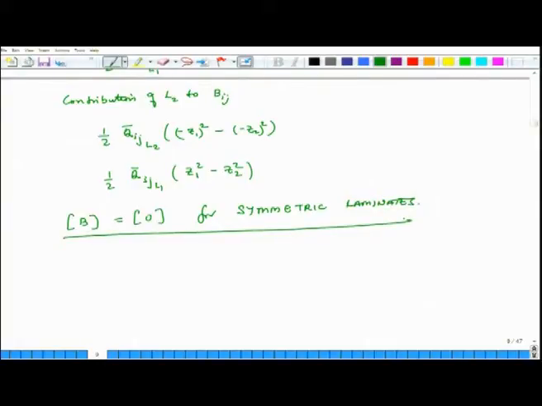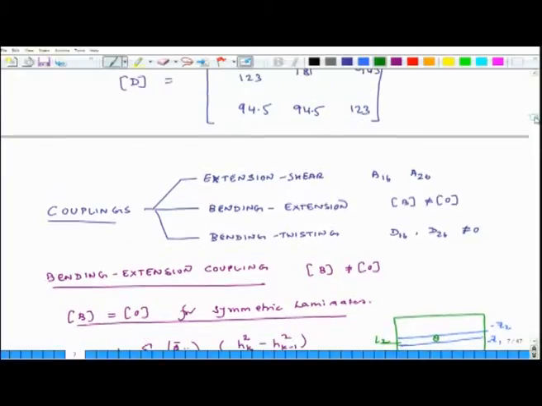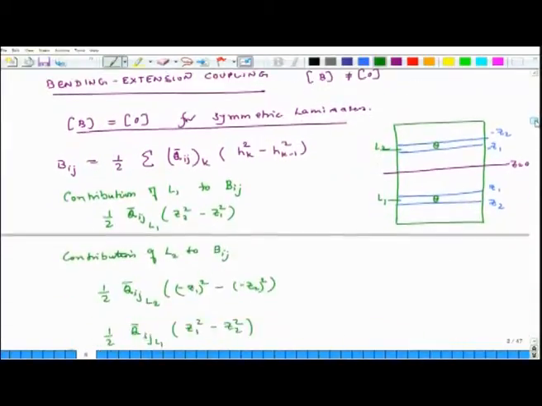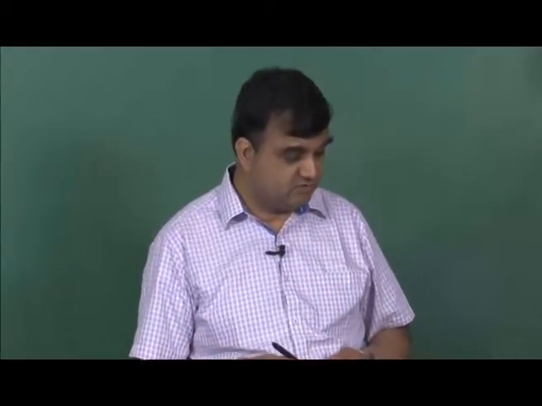This is very important. If we want to eliminate bending-extension coupling, then we have to ensure that whatever laminates we use, they are symmetrically oriented with respect to the mid plane. If they are symmetrically oriented, then if I bend it, it will only bend, it will not extend. If I extend it, it will only extend, it will not bend. So, this is very important.